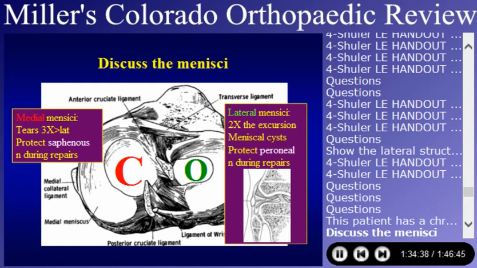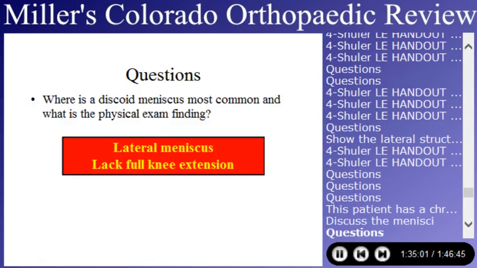Discuss the menisci. Right here. Medial meniscus, more C-shape; lateral meniscus, more O-shape. Don't forget the medial meniscus has three times greater tears than the lateral. You protect the saphenous nerve during the repair. The lateral itself has a lot of times the meniscal cyst, and you protect the peroneal nerve during repairs. Do not forget also discoid lateral meniscus. Discoid meniscus right here, physical exam finding, lack of full knee extension.